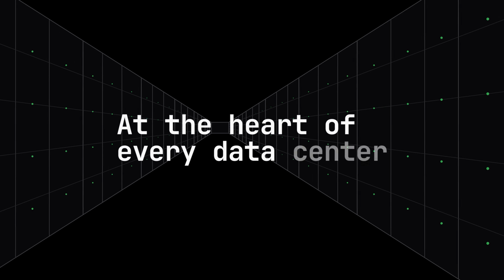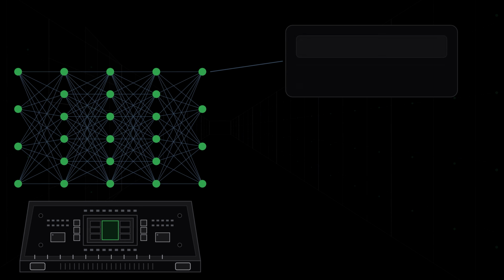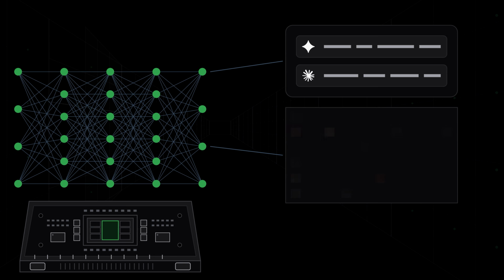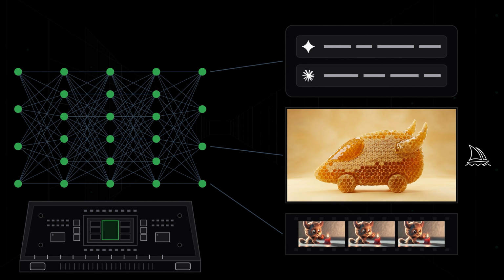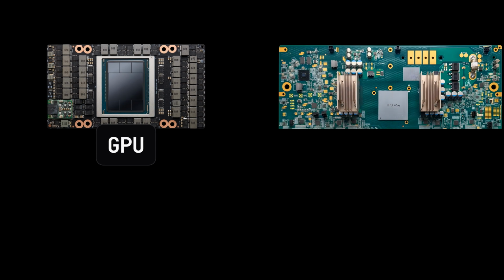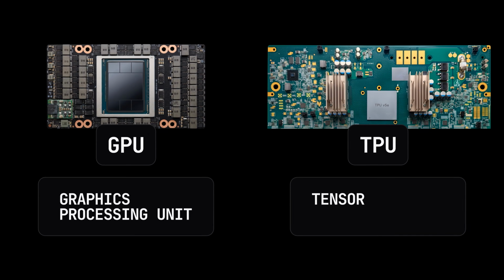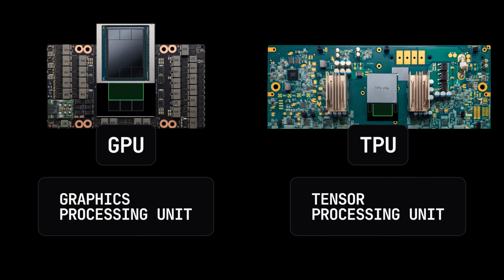At the heart of every data center serving an AI model, whether it's a language model like Gemini and Claude, an image generator like Midjourney, or a video generator like Sora, is a GPU or a TPU, a graphics processing unit or a Tensor processing unit. And in this video, we're going to see how they work.